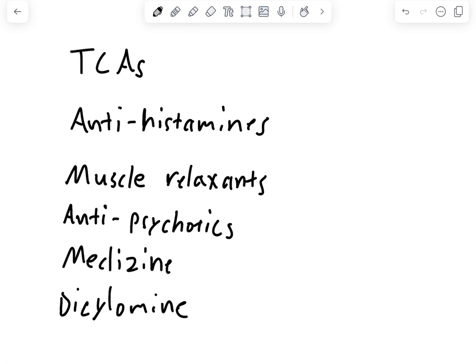All right, so next, very quickly here, I just wanted to cover what some of the common medications are that could potentially exacerbate anticholinergic toxidrome. So let's go ahead and discuss those really quickly.